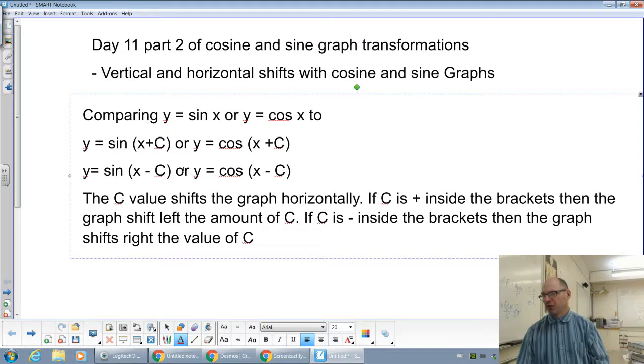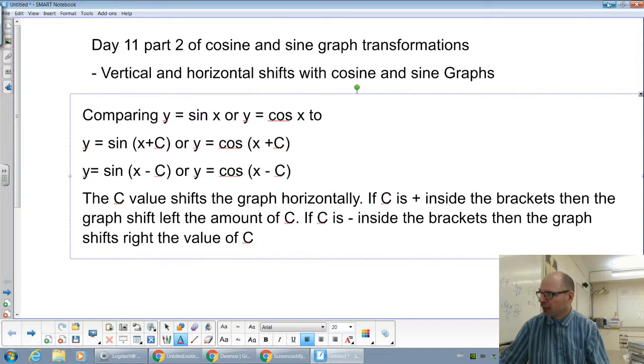They'll often write it with the minus in there rather than the plus. Okay, but that's the C value. Now we'll do the one where we don't have brackets and we just add it. Okay, the vertical shift.